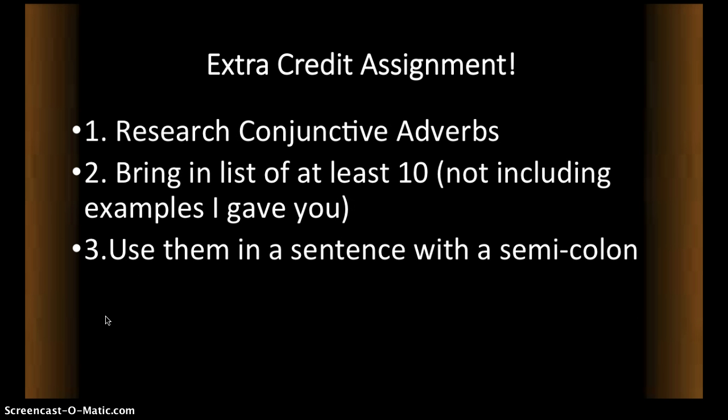Alright guys, here is your opportunity for some extra credit. Reminder, this is your only extra credit opportunity for this semester. First, you must research conjunctive adverbs. I have given you some of the conjunctive adverbs from one of the slides before, and hopefully you guys wrote them down for future use. I would like you to bring in a list of at least 10, not including the examples I gave you, and also use them in a sentence with a semicolon. So, for each 10 that you bring in, you have to use them in a sentence. Also, I want these typed, double-spaced, and 12-point font.